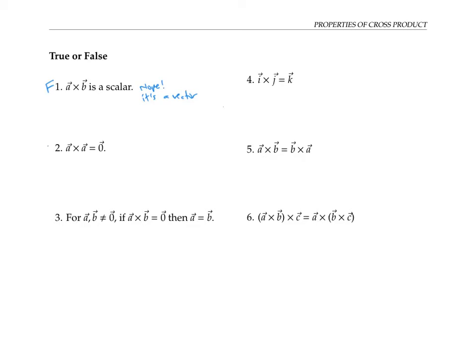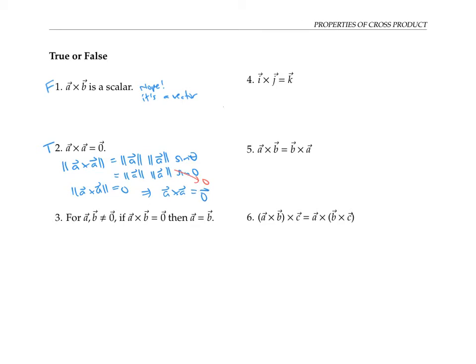The second statement is true. One way to see this is that the length of A cross A is given by the formula the length of A times the length of A times sine of theta, where theta is the angle between A and A. In other words, theta is the angle 0. Well, sine of 0 is 0, and therefore A cross A has length 0, which means that A cross A must be the 0 vector.